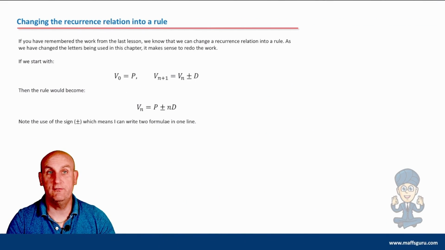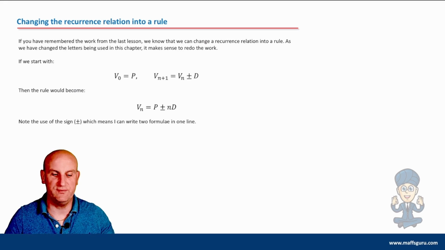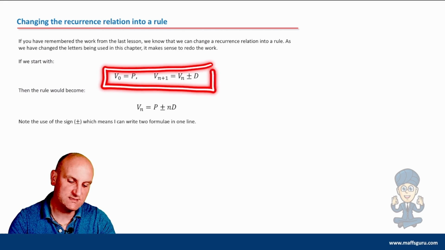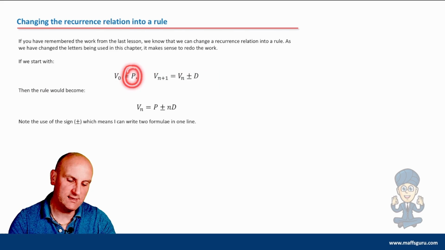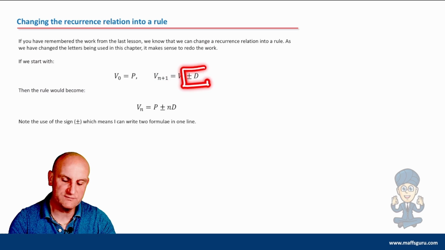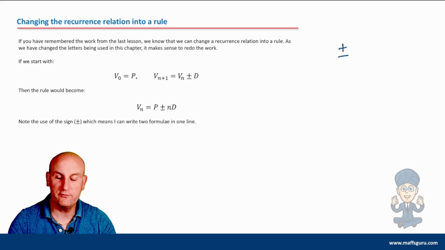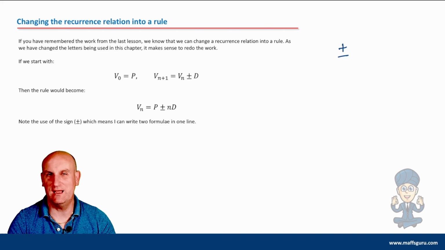Right, now we're going to change a recurrence relation into a rule. We've done this in a previous lesson. We're going to try it and do exactly the same thing here. So first things first, a recurrence relationship always has V0 in it. It has some value here, a comma, and then it has V of n plus 1 equals V of n, and then either plus some value of D or minus some value of D. And just to let you know, that plus, minus on top of each other is a great way of letting us write two equations in one.